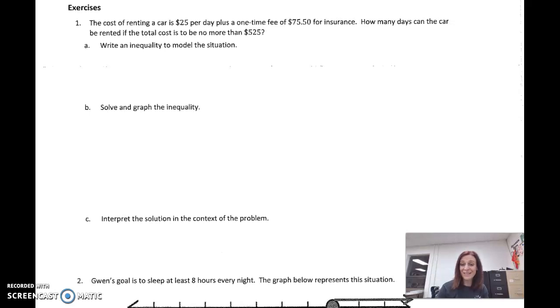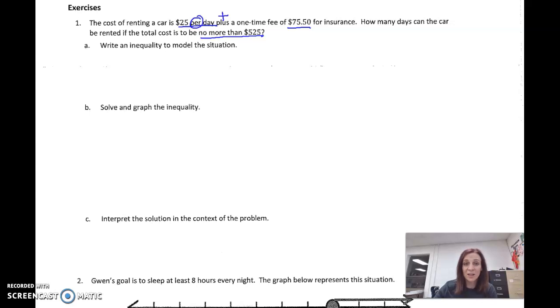All right, so again, lesson 15 here is on solving and graphing inequalities. So we're gonna just do some example problems to hopefully help you out. The cost of renting a car is $25 per day plus a one-time fee of $75.50. How many days can the car be rented if the total cost is to be no more than 525?